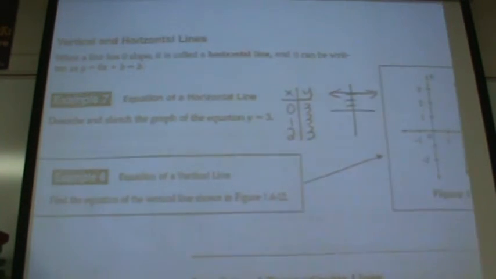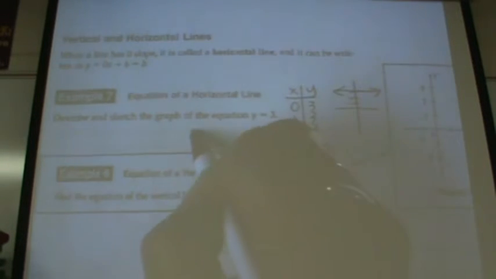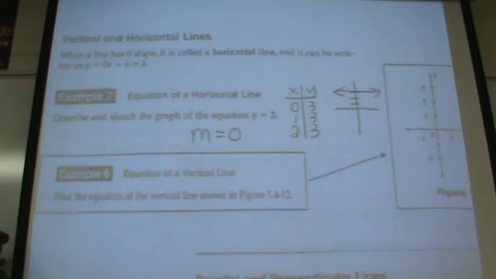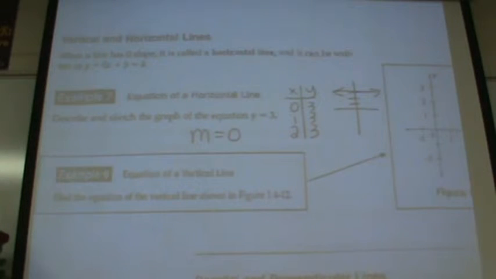Now, here's a question for you. What is the slope of all horizontal lines? 0. Very good. 0 is the slope. The slope is 0. But the equation is like the name of it. The name of this line is y equals 3.